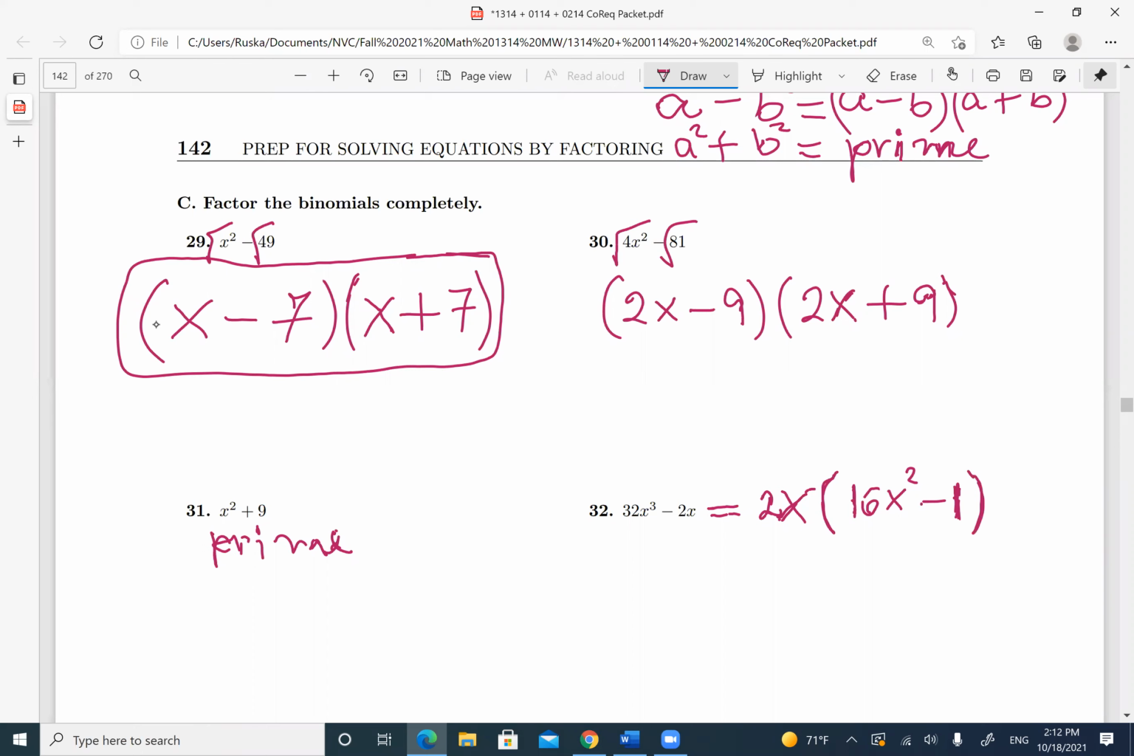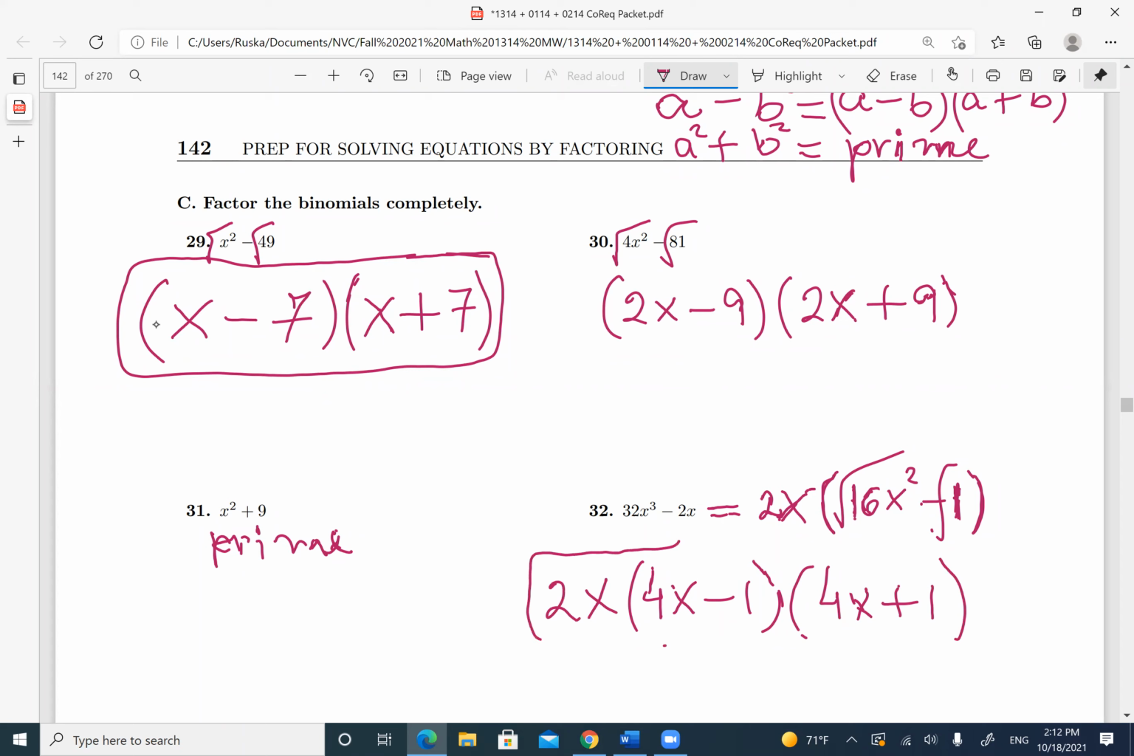And then inside, you can factor the binomial. You take the square root here and the square root here. The square root of 16x squared is 4x, minus the square root of 1, which is 1. And then you do the same with plus. So inside the second parenthesis, you're going to have 4x plus 1. Don't forget, we have 2x in front. So bring that down, 2x in front. And that's your answer.